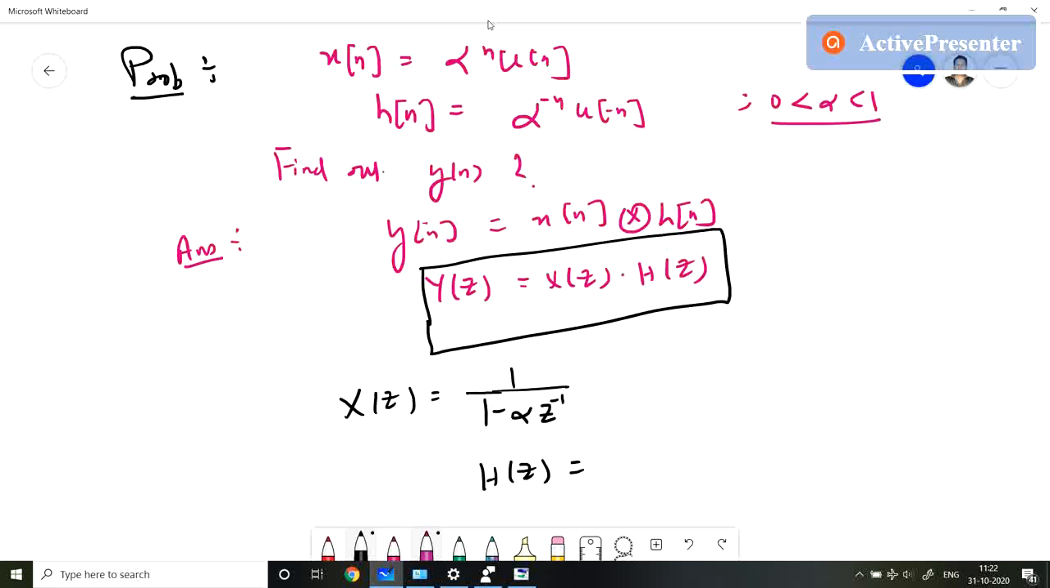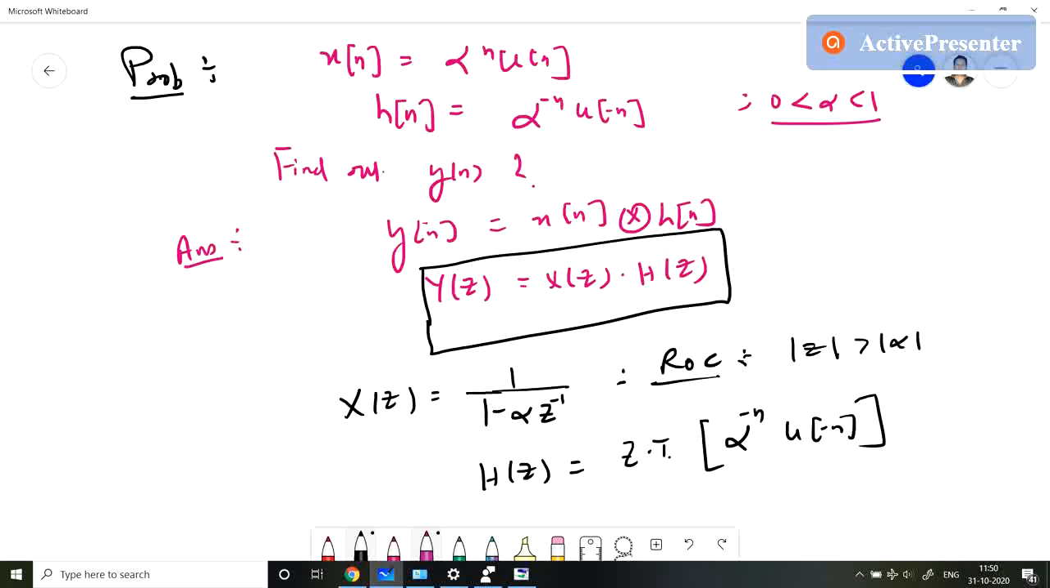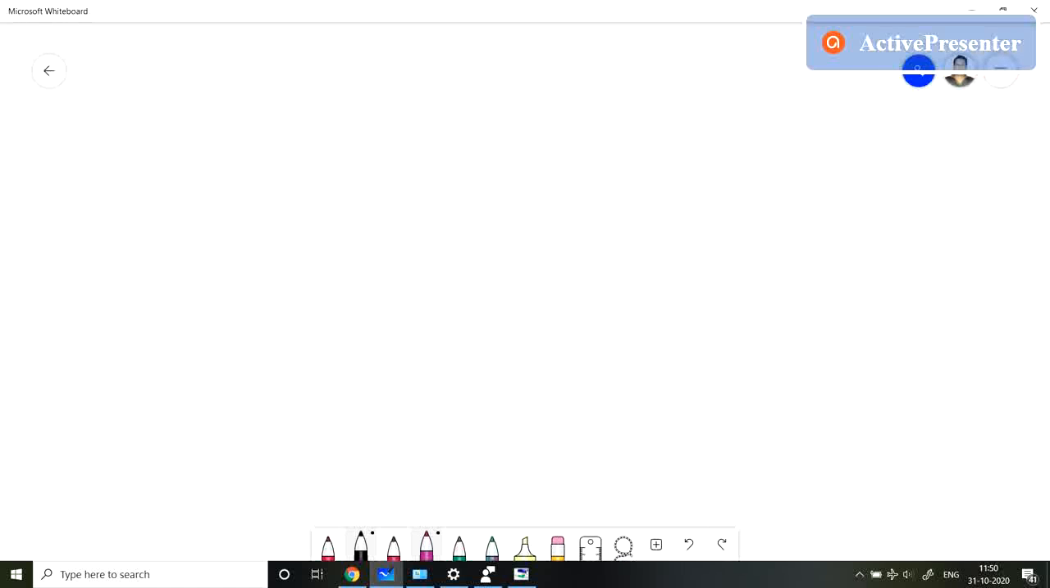H(z). So H(z) is the z transform of alpha raised to the power minus n u[minus n]. So we need to find out the z transform of this term. Here the ROC is modulus of z greater than modulus of alpha. Now we need to find out the z transform of this signal, that h[n] is alpha raised to the power minus n u[minus n].